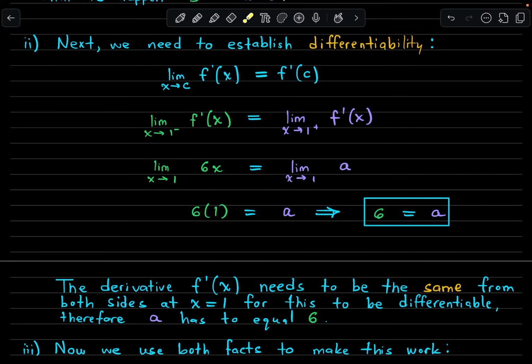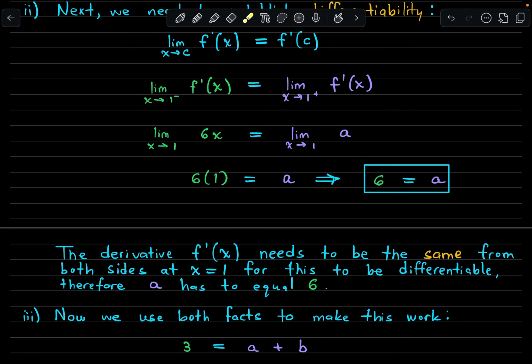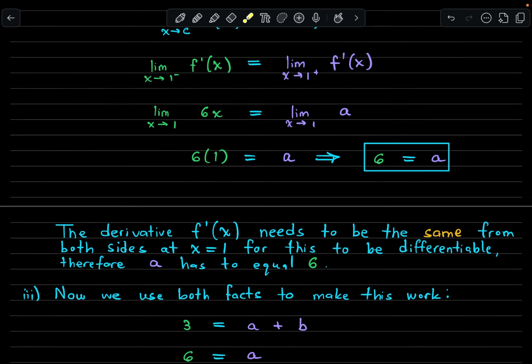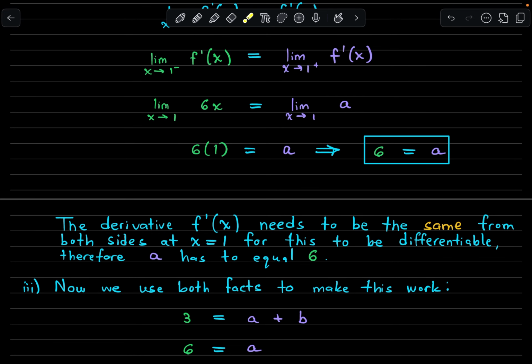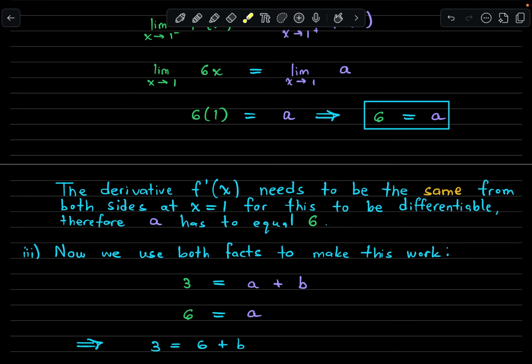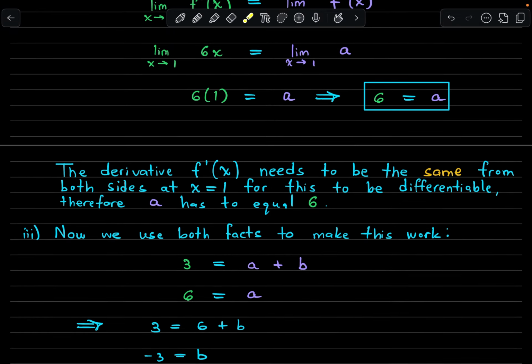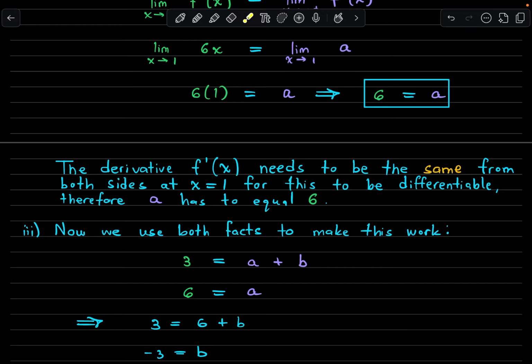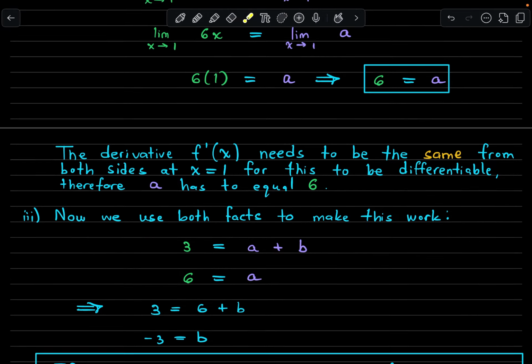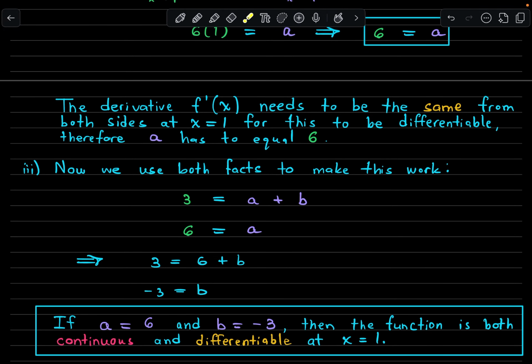So now let's use both facts and put them together to make this work. 3 has to be equal to the sum of a and b. 6 has to be equal to a. Go ahead and substitute in 6 for a in the first equation, and you're going to get negative 3 is equal to b. Okay, so if a is equal to 6 and b is equal to negative 3, then the function is going to be both continuous and differentiable at x equals 1.